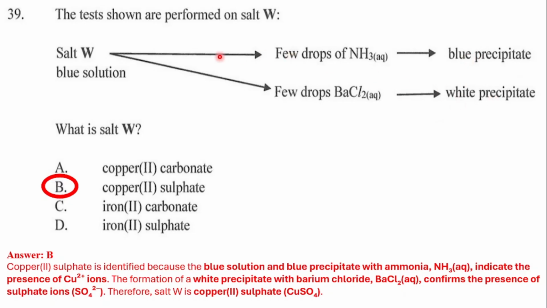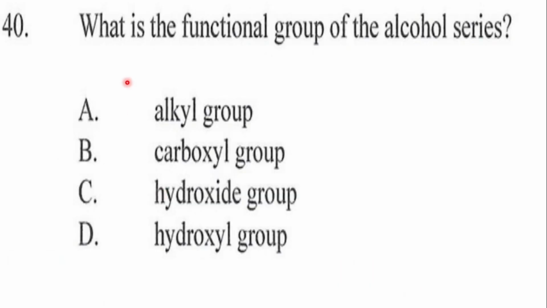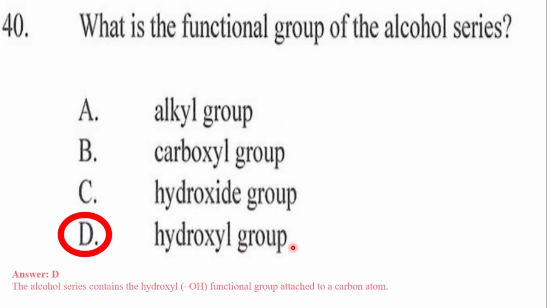All right? And these are hints to help us to identify that, hey, this is definitely copper 2 sulfate that we're dealing with. Let's move on to question number 40, and it says, what is the functional group of the alcohol series? Is it alkyl group, carboxyl group, hydroxide group, or hydroxyl group? The correct answer is definitely going to be D, hydroxyl group.